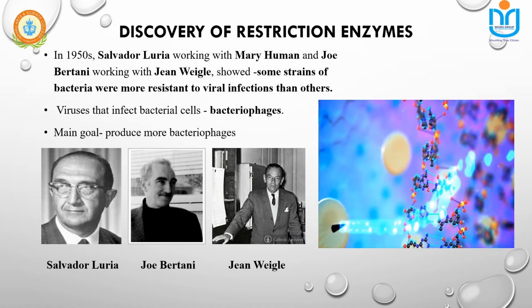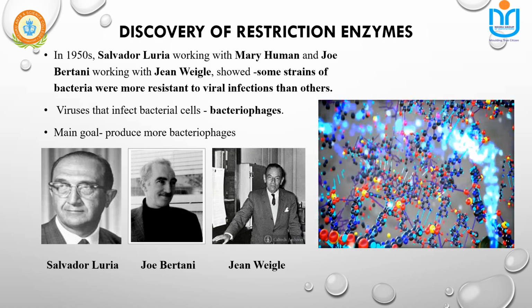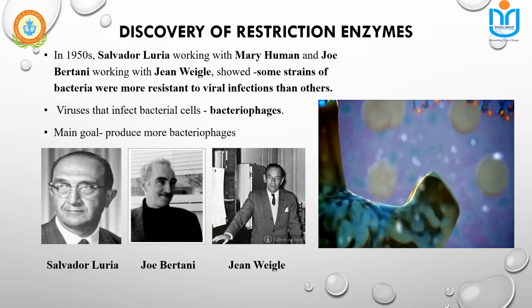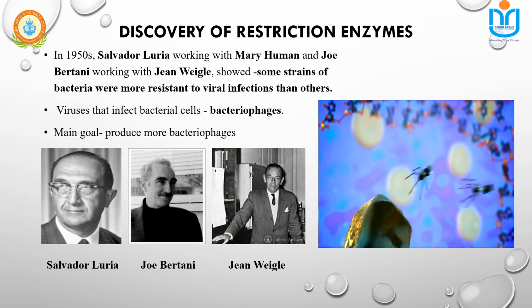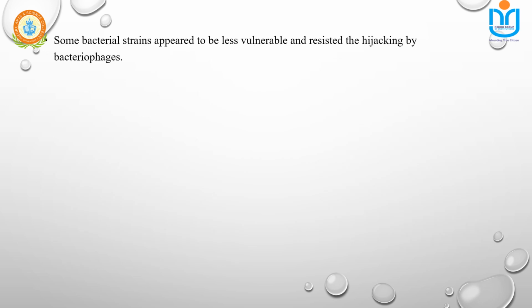The main goal of these researchers was to produce more bacteriophages by infecting their genome into a bacterial host cell, that is, by using the host cell machinery to copy their genome and expressing bacteriophage genes. However, the researchers found that some bacterial strains appeared to be less vulnerable to bacteriophage infections and resisted the hijacking of their cell machinery by bacteriophages.